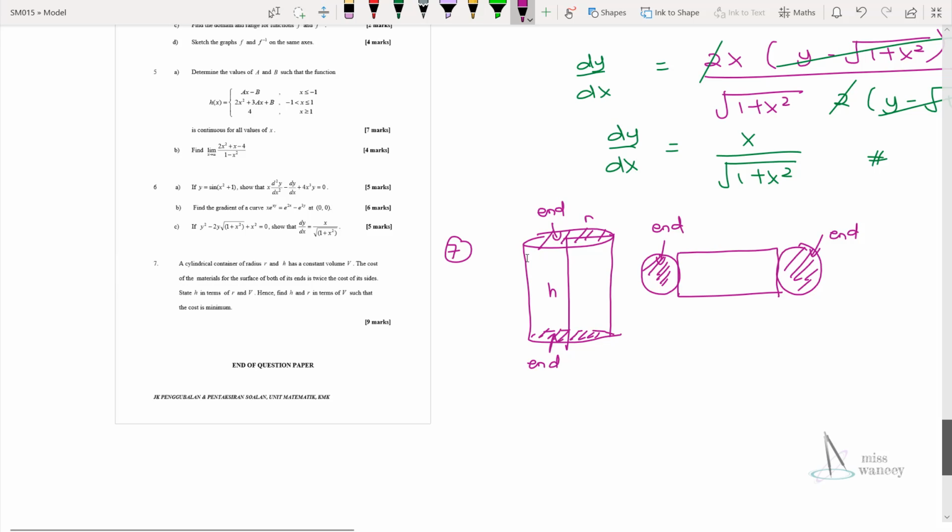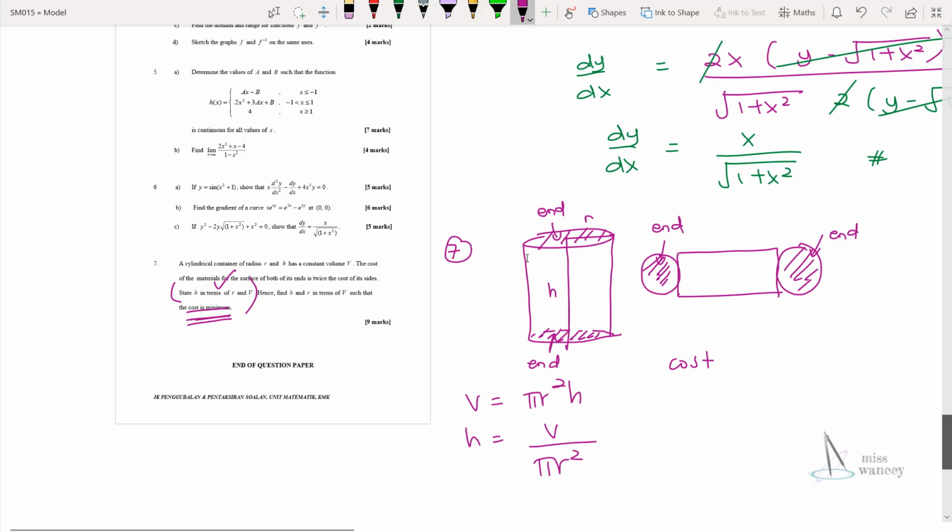Okay, so now we need to make sure we have a minimum cost. Okay, so let us answer the first one. State h in terms of r and v. So what is the formula for the volume? The volume is pi r square h. So h in terms of r and v. So h is equal to v over pi r square. So that is the first one. Hence find h and r in terms of v so that the cost is a minimum.